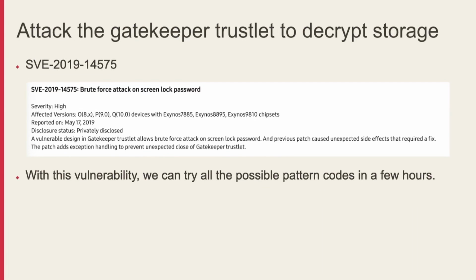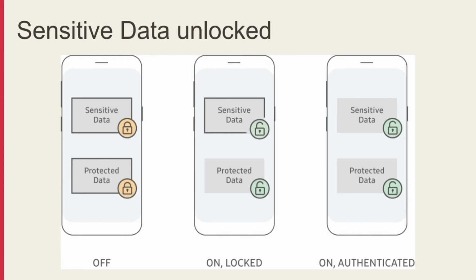For example, we can attack the gatekeeper trustlet to decrypt the storage. In May 2019, we reported a vulnerability in the gatekeeper trustlet, which allows us to brute force the screen passcode. According to our test, it takes only a few hours to try all possible pattern codes. Combined with the vulnerability in the gatekeeper trustlet, we can unlock the phone and reach the sensitive data.